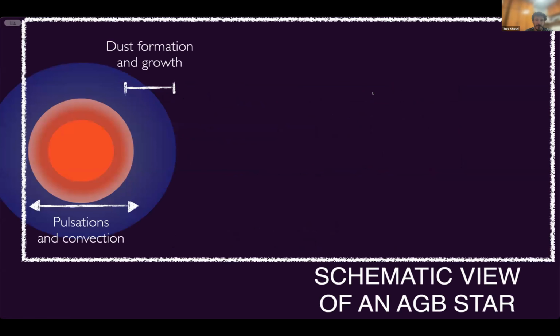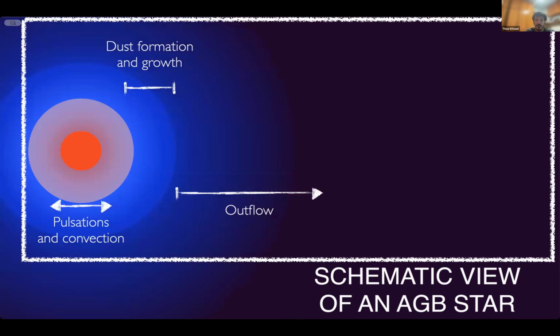So just to give a bit of context, this is a very schematic view of an AGB star. In red, we have the central star, which is pulsating and having convective streams that move material up. This forms an extended atmosphere, shown in blue around the star, where dust can form and grow. And eventually, if we form enough dust, the radiation pressure acting on these grains is enough to drive the outflow.